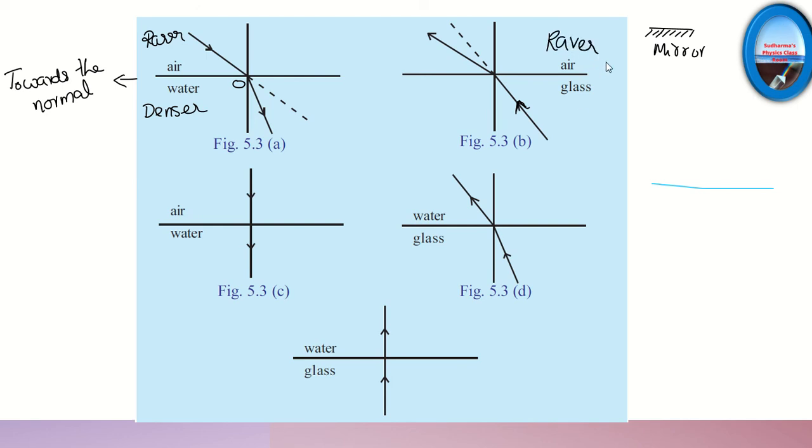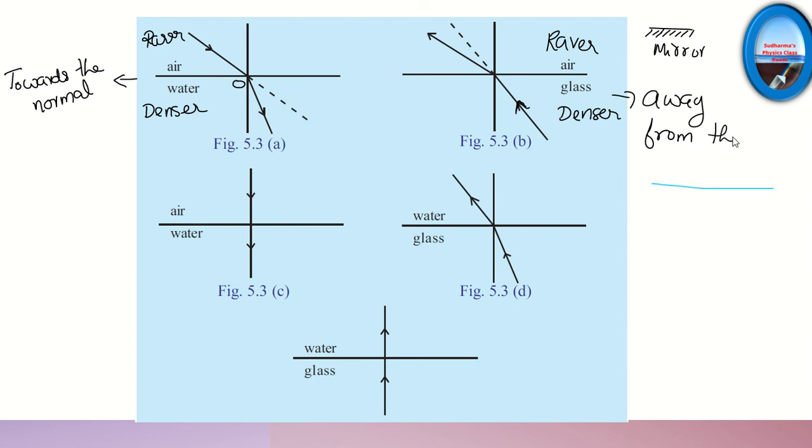So air is rarer and glass is denser. When I write this, you will come to know something very important here. In all the cases, air or vacuum is the rarer medium because light travels the fastest in vacuum or in air. In air, a slight difference will be there, but generally at grade 10 level, we discuss air and vacuum as almost the same. So glass is denser and air is rarer. So what happens here? The light rays bend away from the normal.